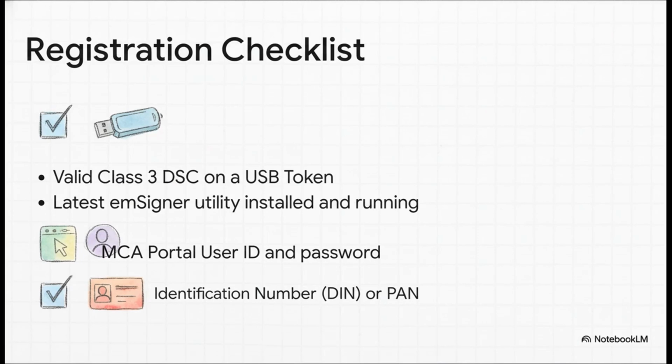Before you even start this part, do yourself a favor and get these 4 things ready. First, obviously, the USB token itself plugged into your computer. Second, you need a little piece of software called mSigner running in the background. This lets the website talk to your token. And of course, you'll need your MCA portal login and your director identification number, or DIN.